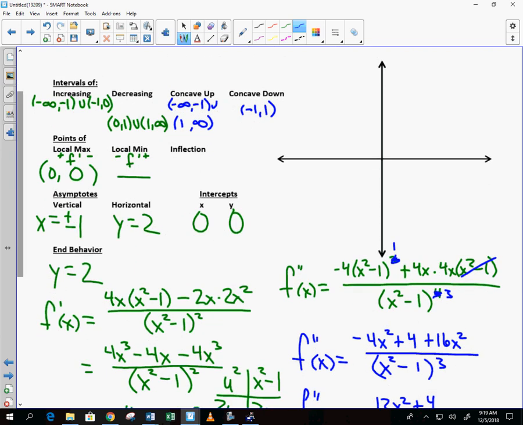Let's do the most exciting thing, which is to sketch the graph. Yeah!